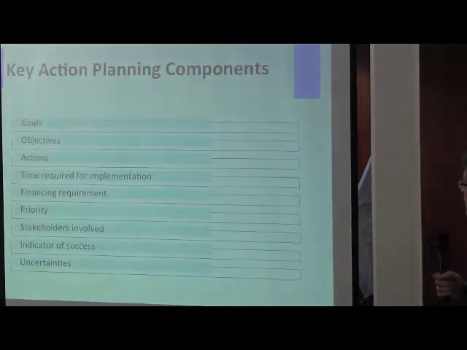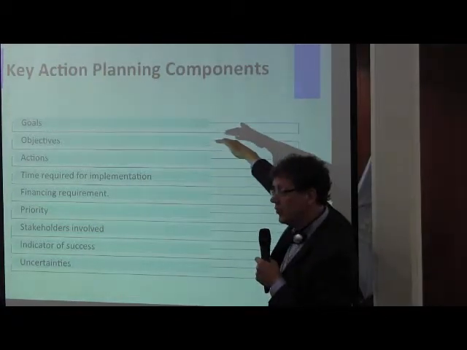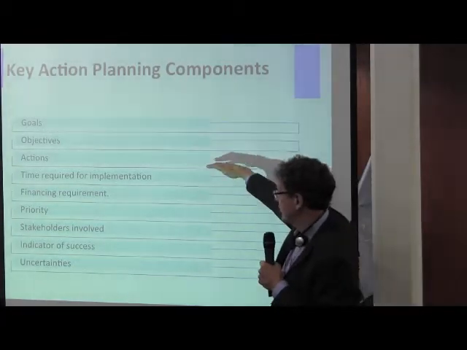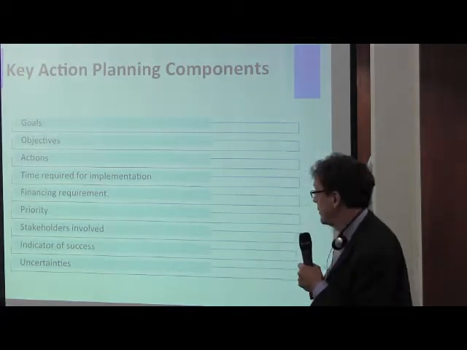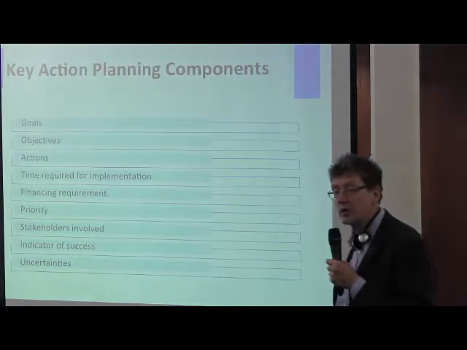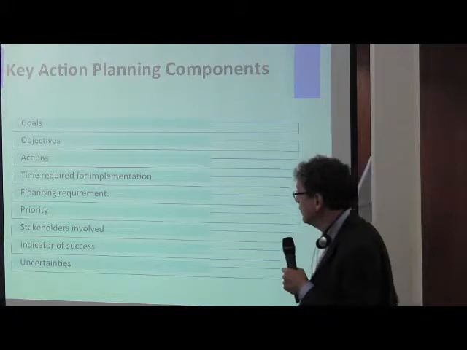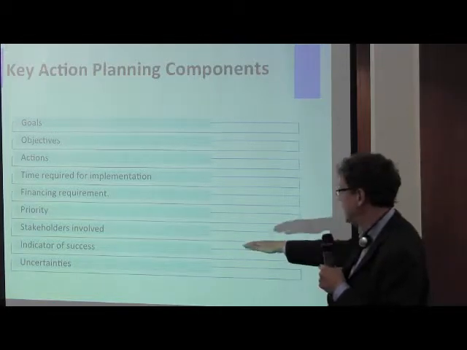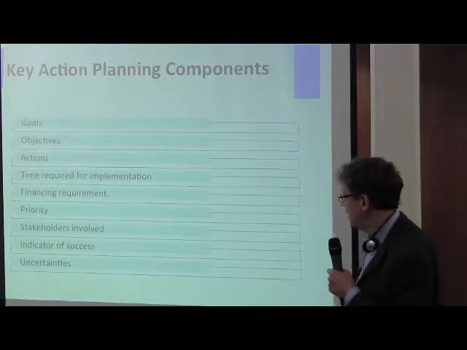Some of the main key action planning components are going to be, for the vision, a series of goals. Each of those goals will have a series of objectives. Each of those objectives may have a series of actions. Each of those actions, and maybe the objectives, will have time required for implementation, and a financing requirement. There's going to be a prioritisation: are they high, medium or low? And we need to identify who the stakeholders are, the people who are actually going to be implementing this, and maybe the stakeholders who are going to be affected.